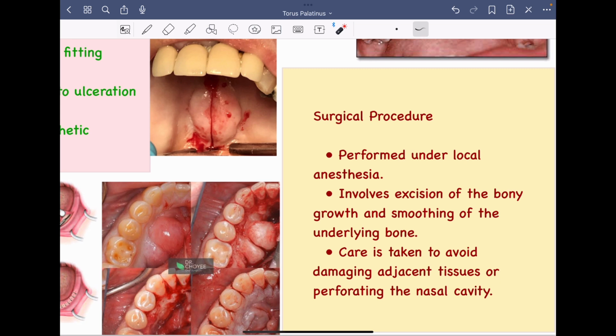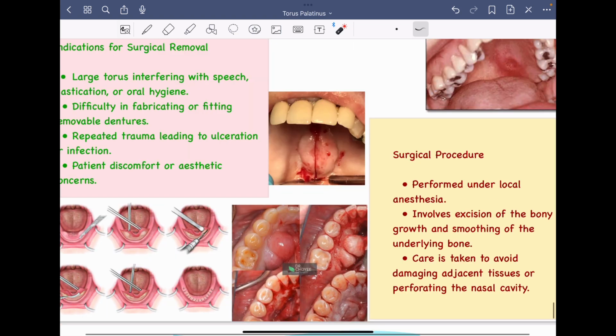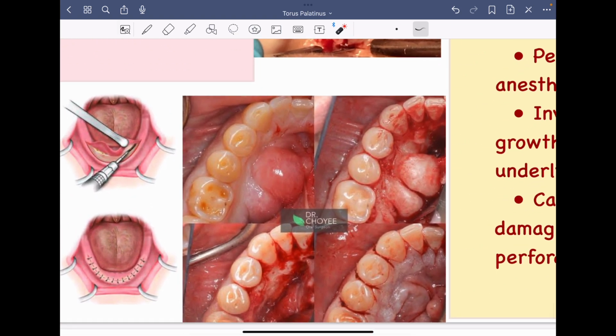Then care is to be taken to avoid any damage to the adjacent tissues. There are nerve bundles, there are arteries which might get damaged, so care is to be taken. Or in some cases perforation of the nasal cavity may also occur, because we are dealing with the maxillary arch here. So these are the pictures. Take note of this bony excrescence. Then local anesthesia was administered, and then surgery was performed. Here you can see, and here after removal of the torus palatinus, sutures are placed.